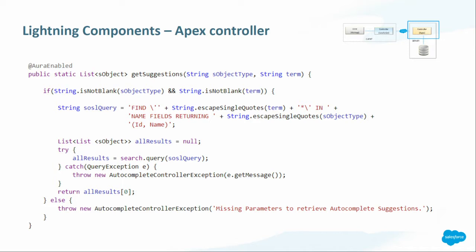This is the final part of our Lightning component, and this is the server side. This is the Apex controller, and this is almost exactly as it was in the Visualforce. The only thing we've had to add here is the Aura-enabled annotation, and that is to allow your method to be invoked from a Lightning component. But the rest of the code is exactly as it was for our Visualforce page. So we can see that on the back end, we can reuse most of the code we've already done.